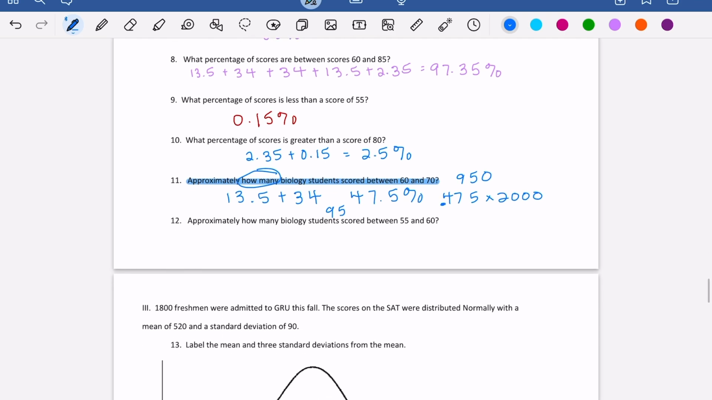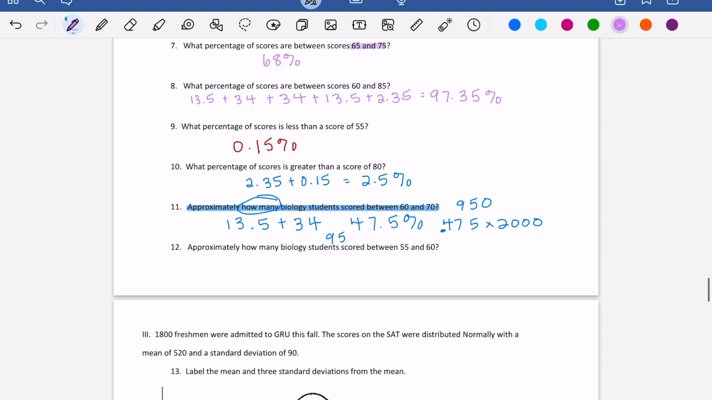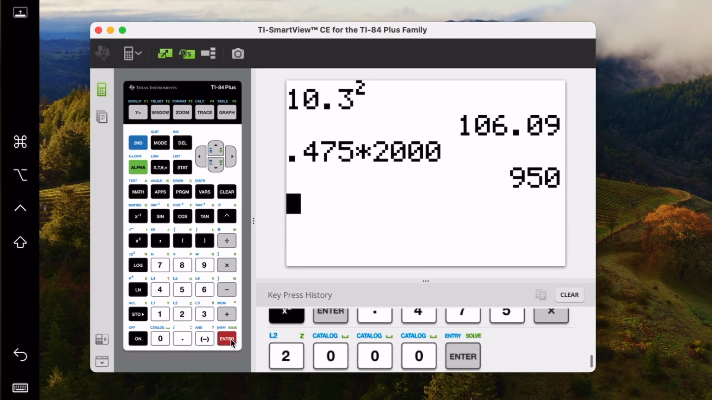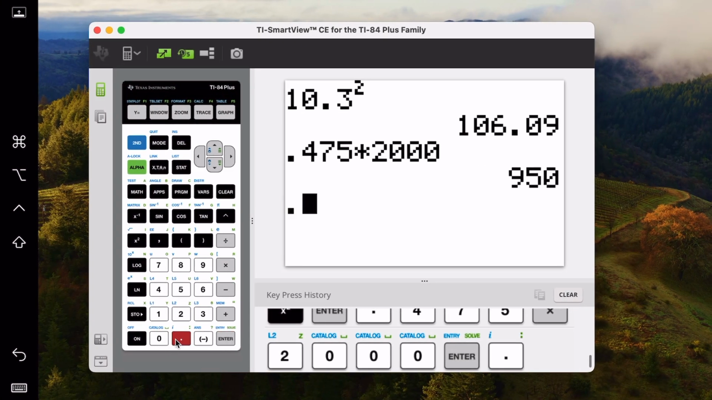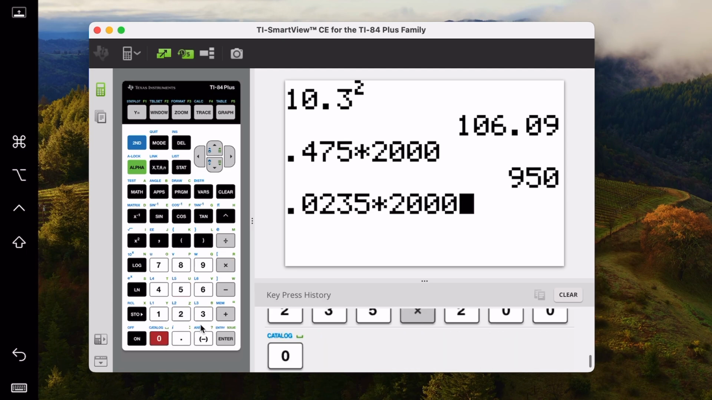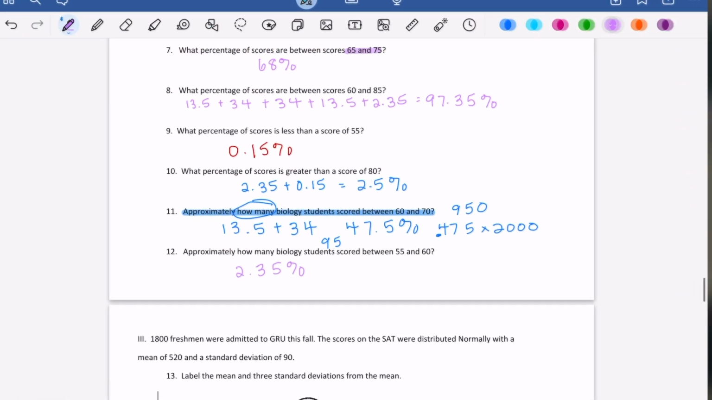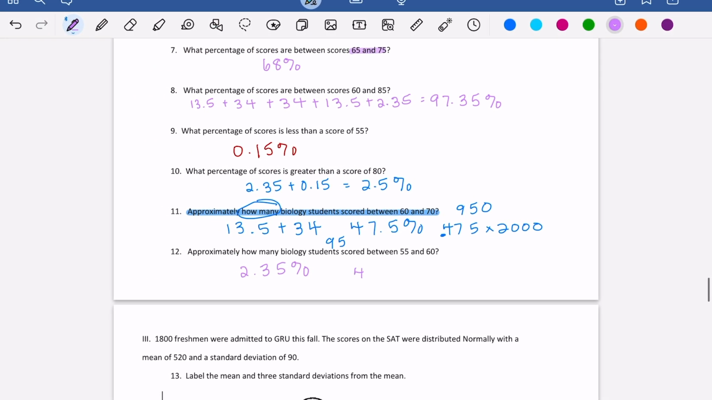Approximately how many biology students scored between 55 and 60? So we need to know what percent first. Now I see that right here. So about 2.35% of those individuals scored between 55 and 60. So I'll come over here. I have 0.0235, because that's 2.35%, times the 2,000 students that took the test. And we have about 47 students that scored between 55 and 60.